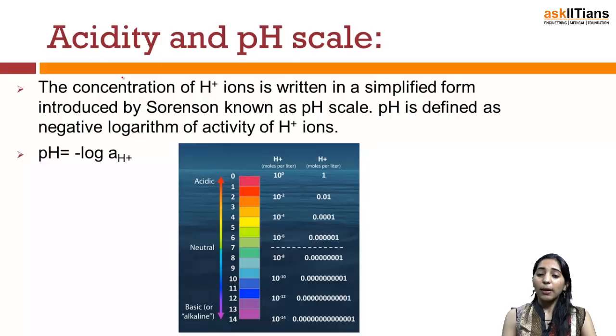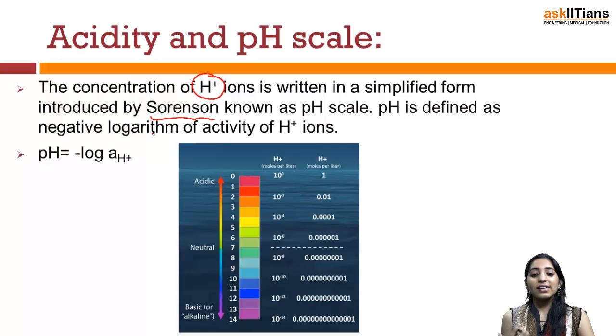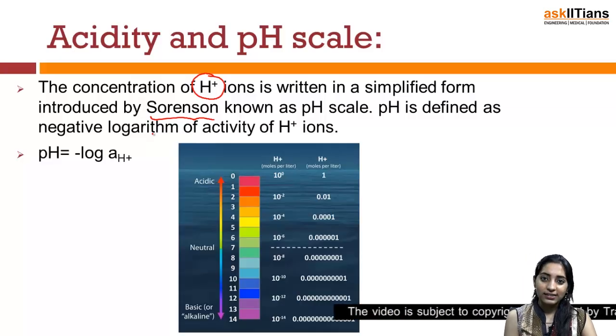Let's again discuss what a pH scale is. The concentration of H positive ions is written in a very simplified form, introduced by Sorensen, and this is known as the pH scale. pH is defined as the negative logarithm of the activity of H positive ions.